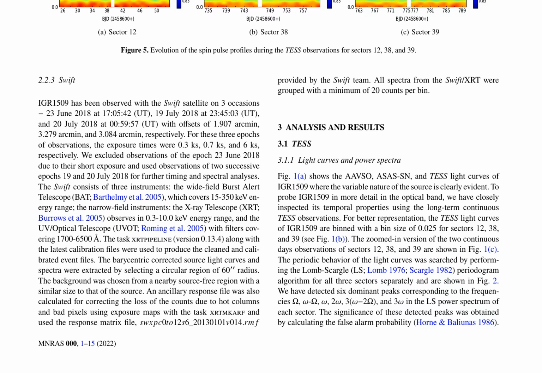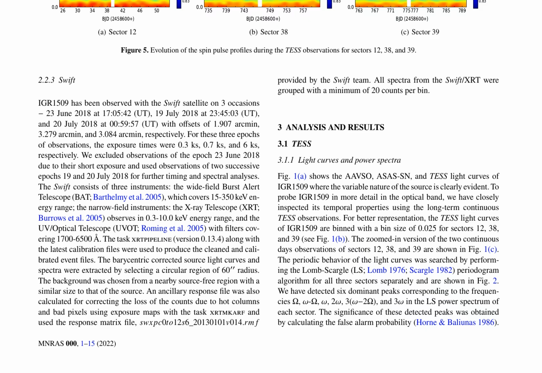A comprehensive table summarizes the periods corresponding to the dominant peaks in the power spectra of IGR 1509, obtained from the LS periodogram analysis of TESS, Suzaku, and Swift observations. Figure 5 presents the evolution of the spin pulse profiles during TESS observations for sectors 12, 38, and 39, showcasing the periodic nature of the light curves.